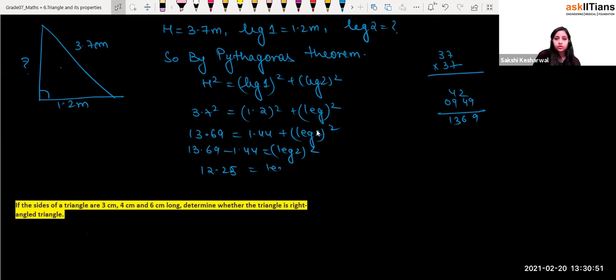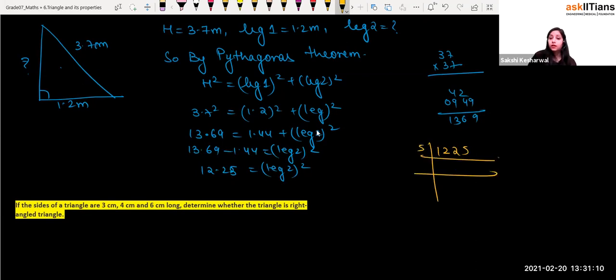12.25 is equal to leg 2 square, right? Now you don't know which number's square 12.25 is. This is the thing which you should learn. This is a part of class 9. So you write 1225 and just do the prime factorization. This is 5, 5, and 49, so this is going to be 7 and 7, right?